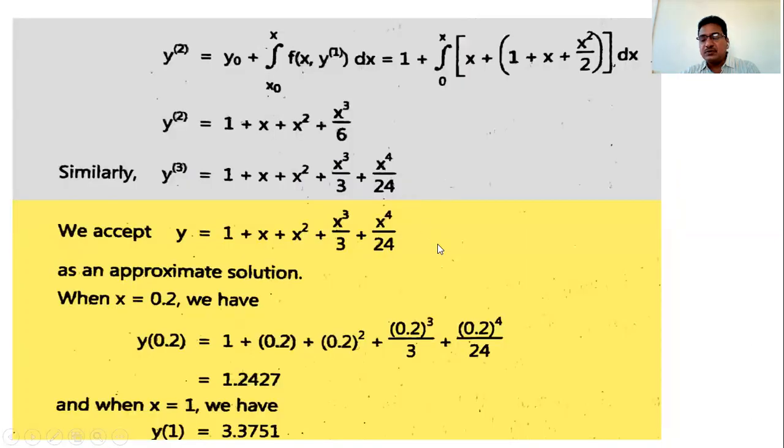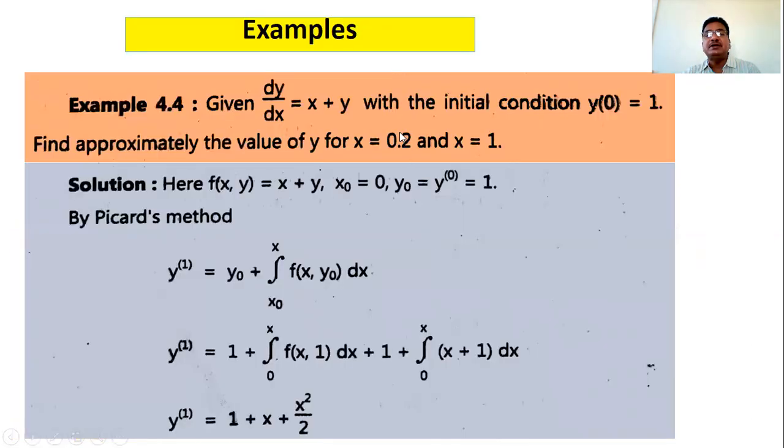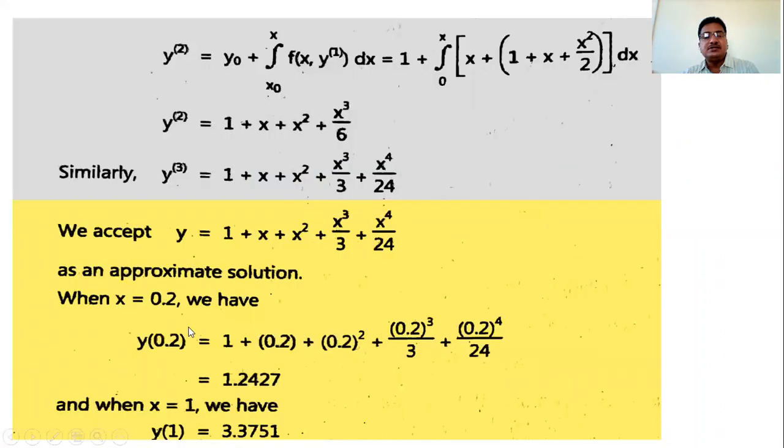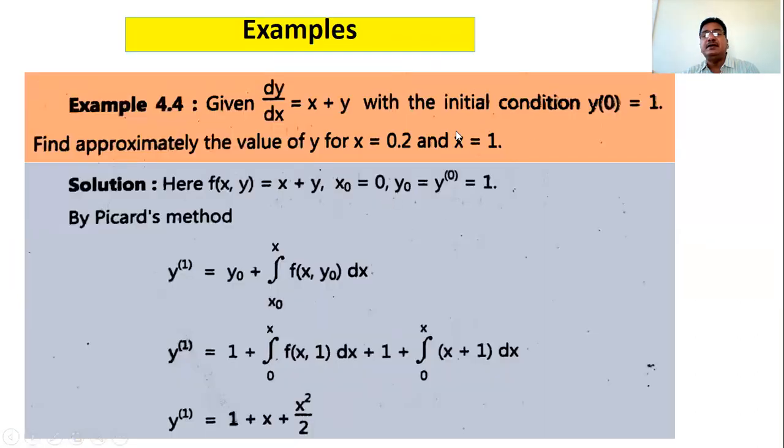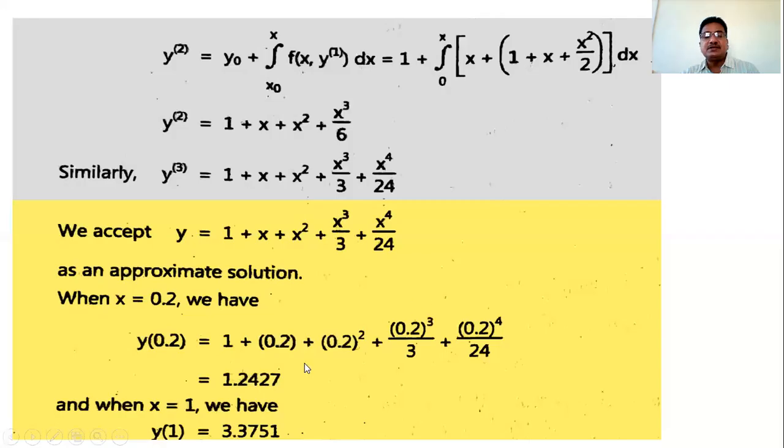And then the particular solution: we have to find the particular solution when x is 0.2. Then substitute x as 0.2 in this equation. So here is y(x), that is y at 0.2, substitute x as 0.2, and by using a calculator we have this answer 1.2427. Similarly, the next question is to find the solution at x equal to 1, then substitute x equal to 1, and we have this answer.